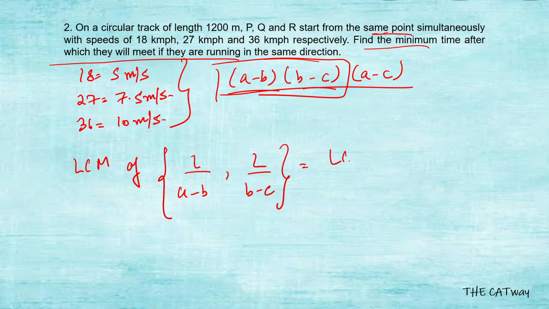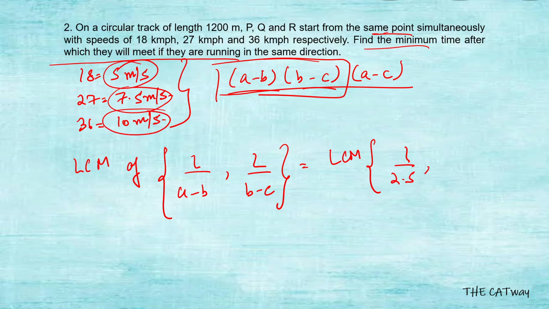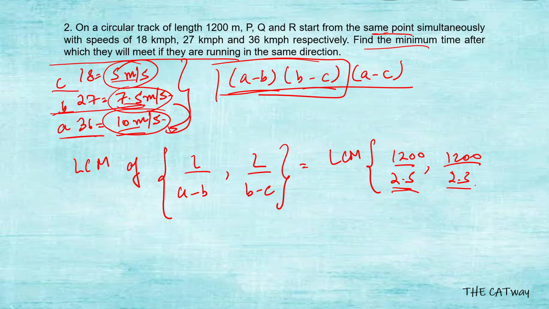So 1200 divided by 2.5, and this one is also going to be 1200 divided by 2.5, because this is B minus C. Take it in any order. Let's say this one is A, this one is B, this one is C. So A minus B is 10 minus 7.5, which will be 2.5. And B minus C is 7.5 minus 5, that is 2.5 again.